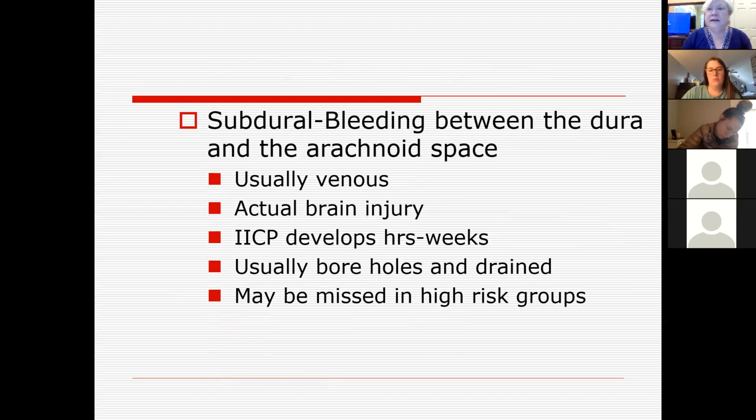Now, subdural bleeds are usually venous, and they bleed very slowly. It can take hours to weeks to develop. We have time to get them to the OR. We have time to take care of this. They can maybe just drill some boreholes in them, put a drain in there, and actually put what's called an EVD, an external ventricular drain.